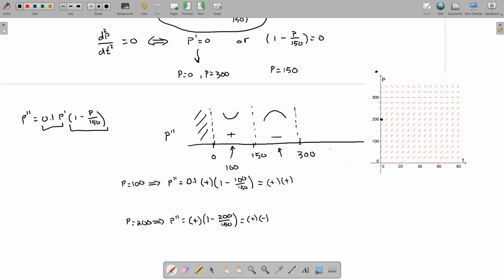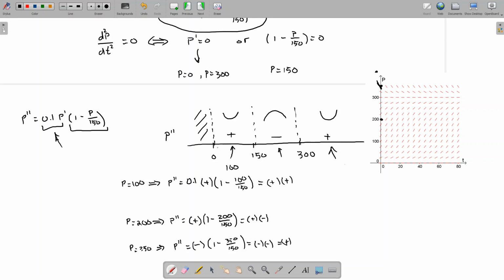Okay, and then the final one, pick some point out here. Let's just say 350. So if we come up here to 350, the p prime, the first part, this part here, is going to be negative because the slope here is negative. And then the second piece, 1 minus 350 over 150. Well, this fraction is bigger than 1, so that 1 minus that fraction is going to be negative. So we have negative times negative, which gives us a positive. So we're concave up there.